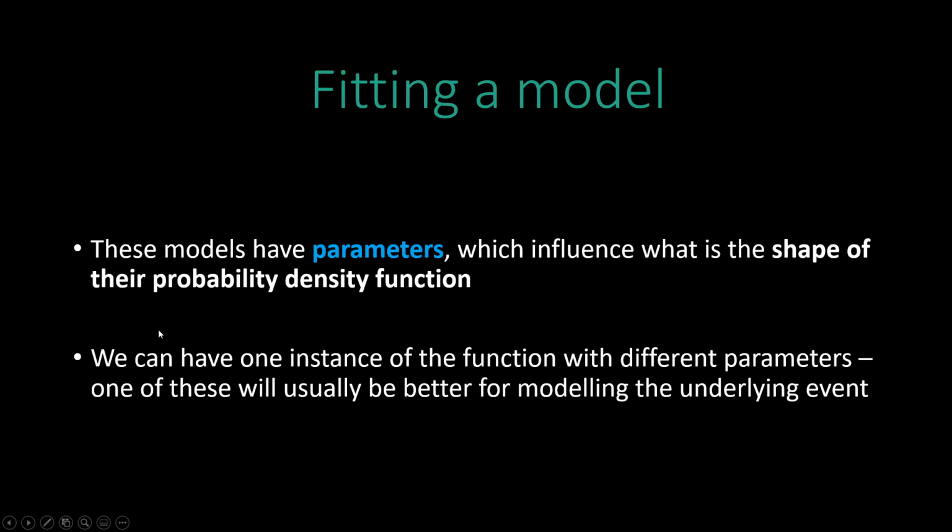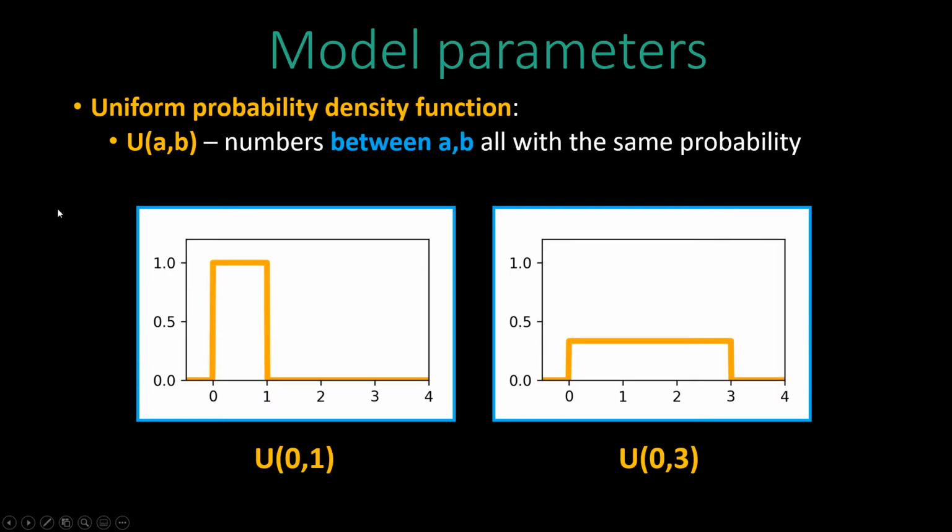And for example, we can have the same sort of function, let's say the same Gaussian function, which was created with different parameters. So one would be fitting the data better than another one.